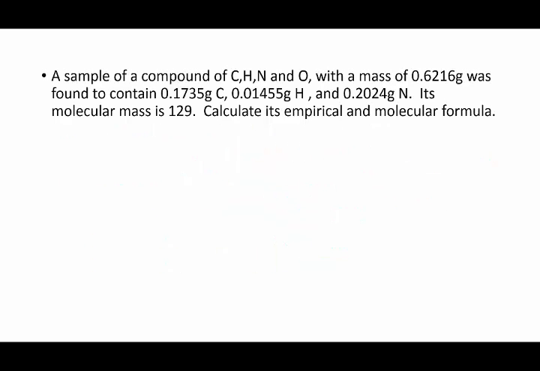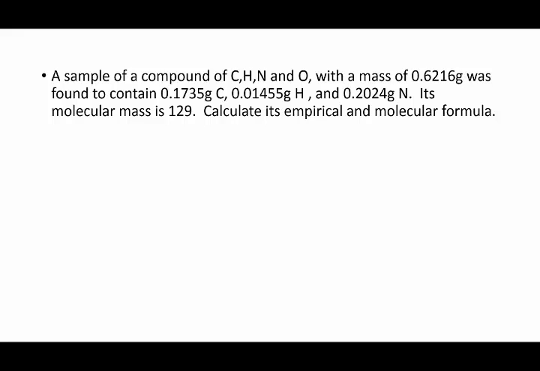Let's take a look at another more complex example. A sample of a compound of carbon, hydrogen, nitrogen, and oxygen with a mass of 0.612 grams was found to contain 0.1735 grams of carbon, 0.01455 grams of hydrogen, and 0.2024 grams of nitrogen. It has a molecular mass of 129, and I need to calculate both the empirical and molecular formula.